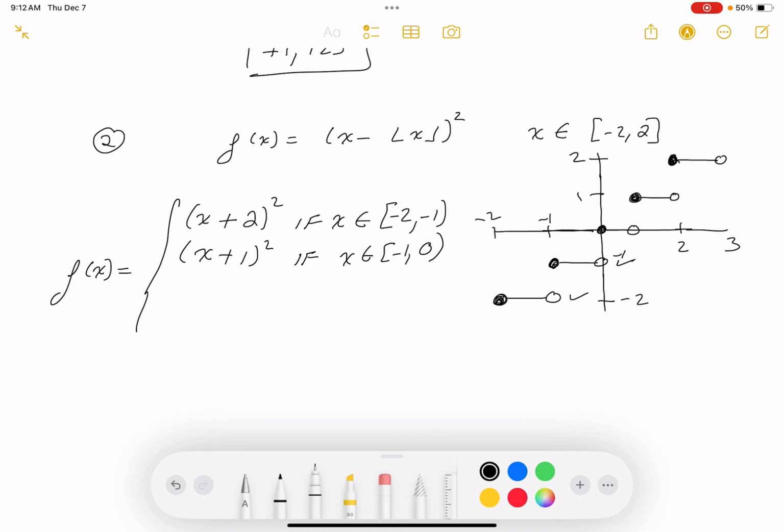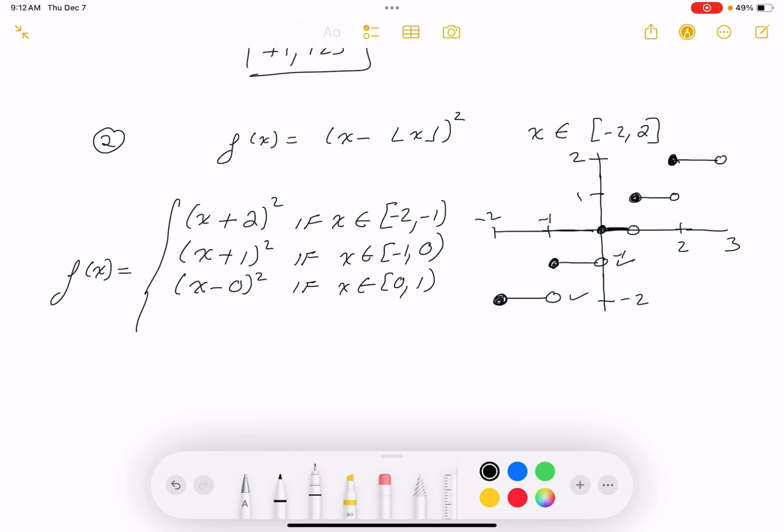All right, let's keep moving. What's the next one going to be? It's this guy over here, and that's going to be 0. So let's write that down. X minus 0 squared if the x is between 0 and 1, but not touching the 1.